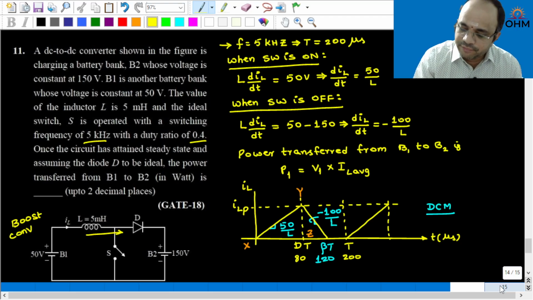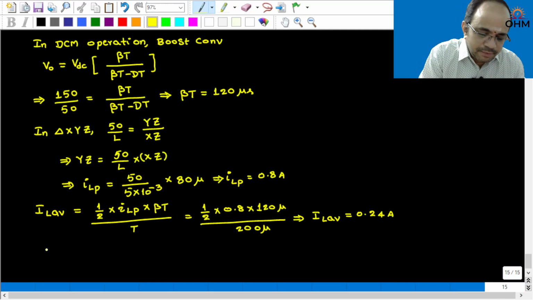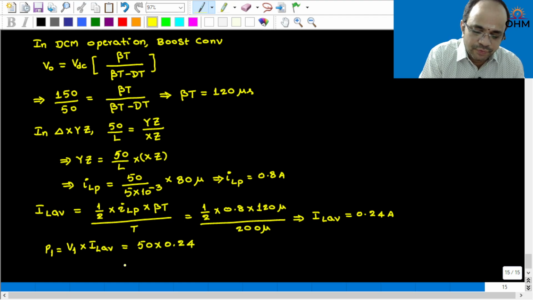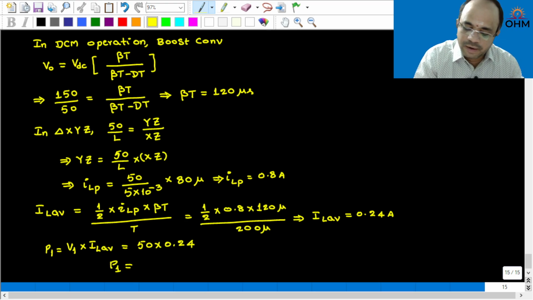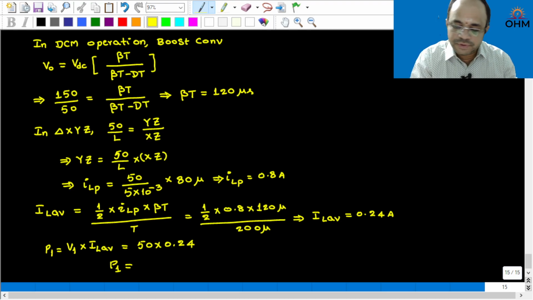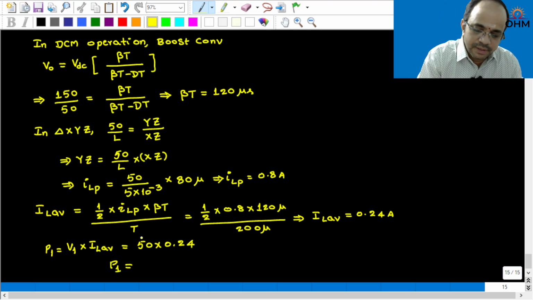Now you can find out what is P1. P1 is equal to V1 into IL average, where V1 is 50, and this is 0.24. So this will give you 12 watt. Okay, so this is the answer for the given question.